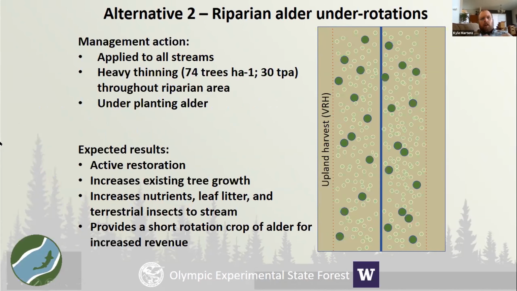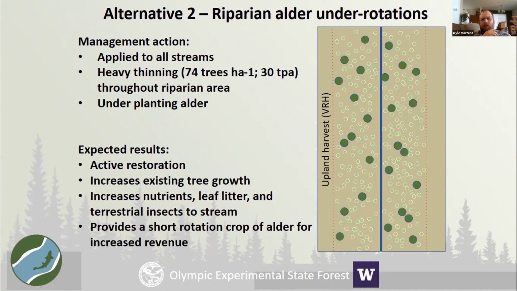Okay, our alder treatment. This was going to be in the lowest tributary of these watersheds. This one's going to be applied to all streams. It's going to involve very heavy thinning down to about 30 trees per acre, and then they're underplanting alder. And this is what we expect to see with this one. It's active restoration again. It's going to increase existing tree growth, so those conifers that we leave in there are going to grow a little bit quicker.